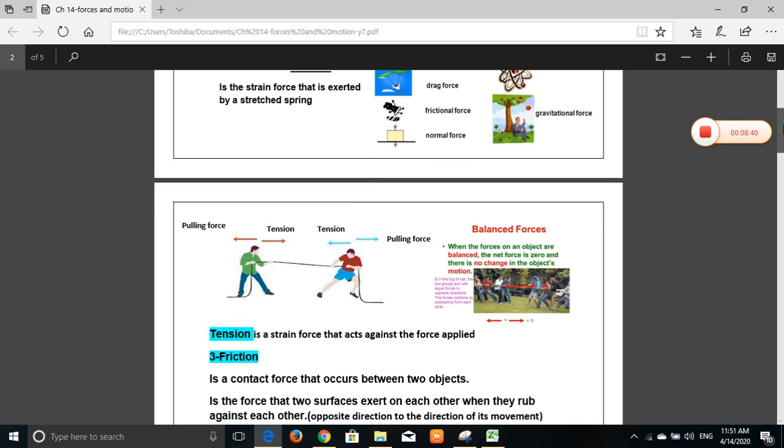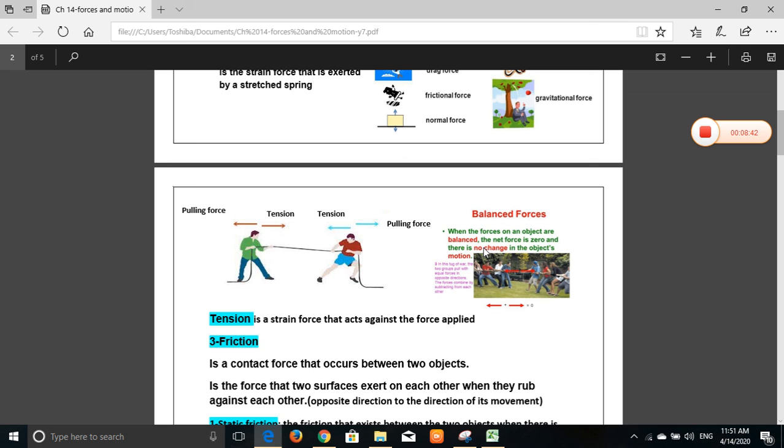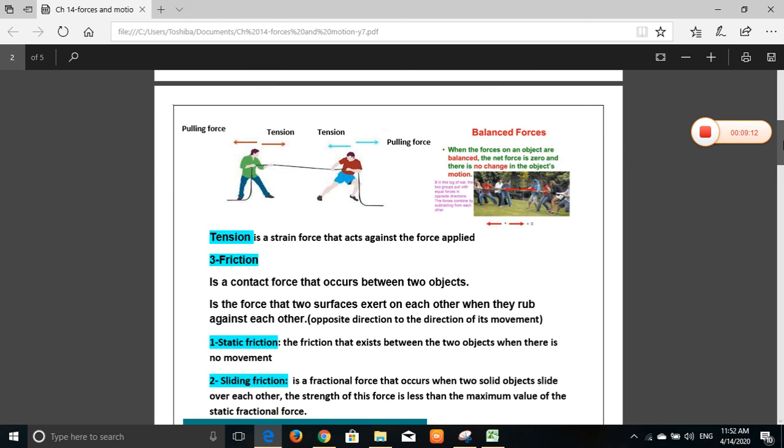We can say balanced forces. When the forces on an object are balanced, the net force is zero. The pulling force from this one equals the pulling force from the other, so the net is balanced forces. The net force is zero and there is no change in the object's motion, because the force exerted by this one is equal and in the opposite direction to the other one, so no motion. So tension is a strain force that acts against the force applied.